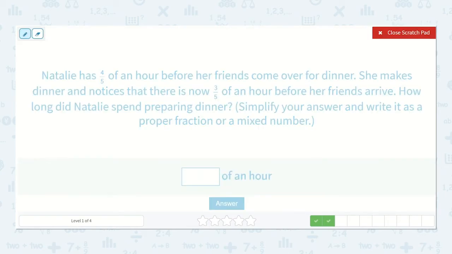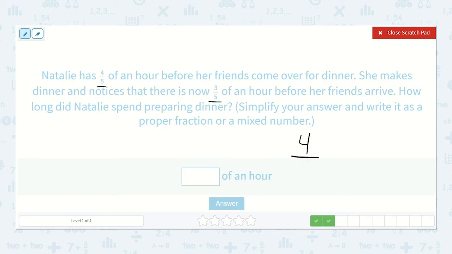Natalie has 4/5 of an hour before her friends come over for dinner. She makes dinner and notices that there is now 3/5 of an hour before her friends arrive. How long did Natalie spend preparing dinner? Simplify your answer and write it as a proper fraction or a mixed number.